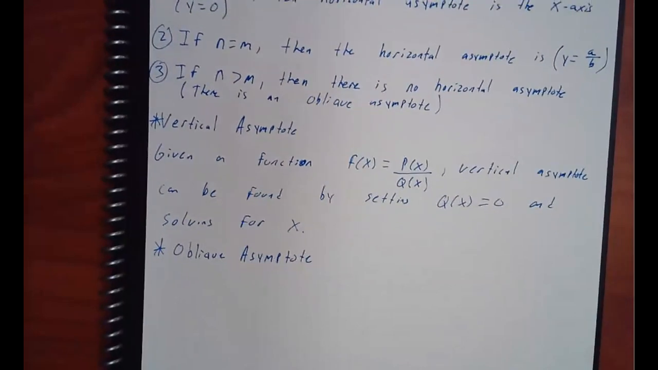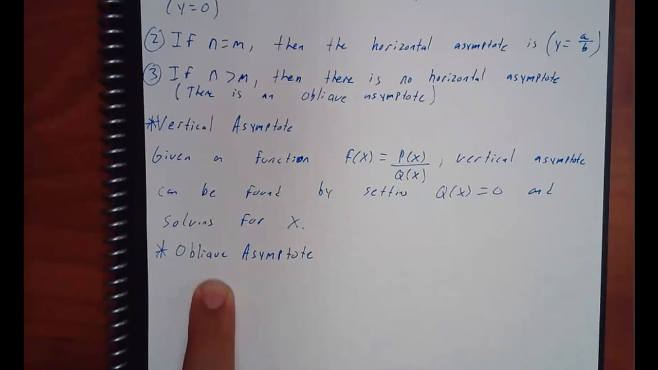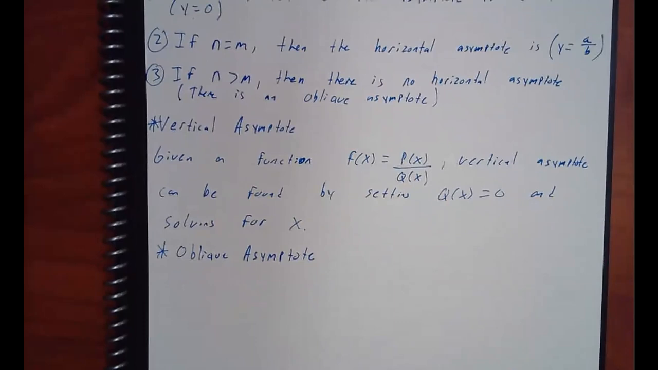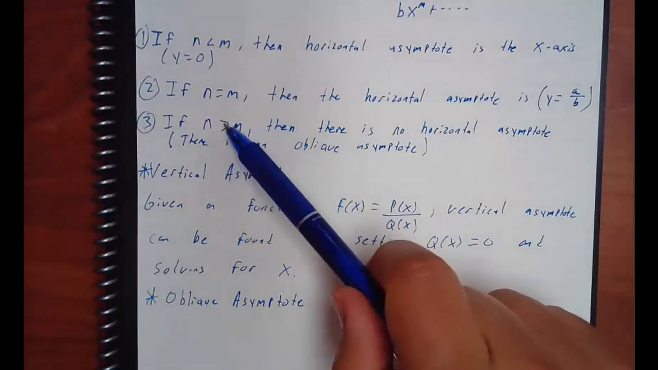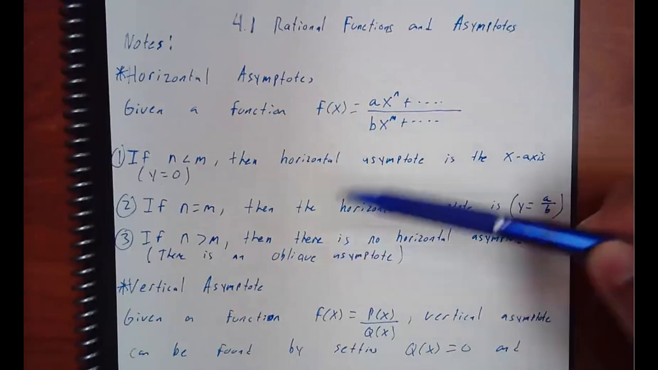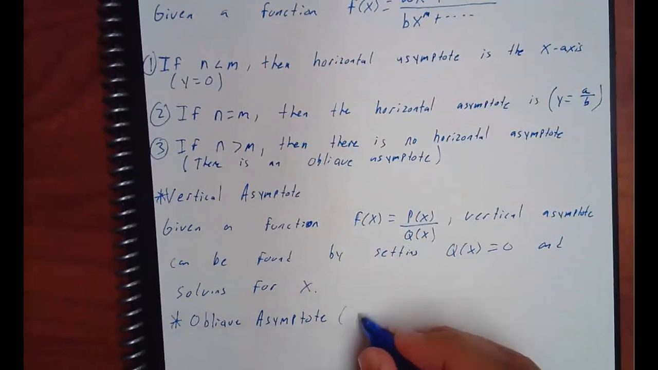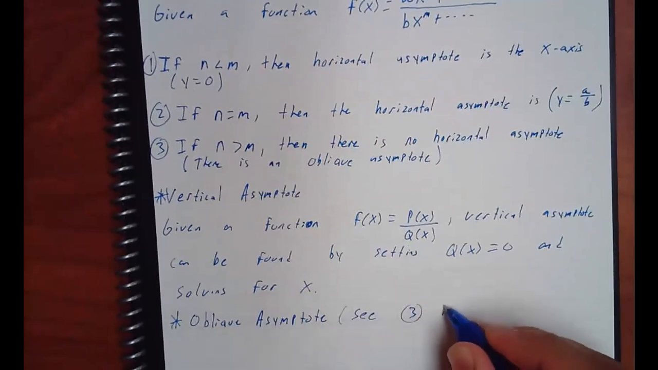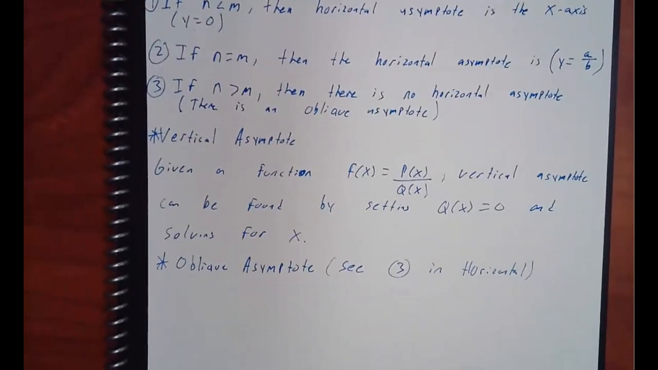Okay. So oblique is just a slanted type of asymptote. So if it's at a slant, that's what we're talking about. These are when you have the numerator's degree bigger than the bottom. That's what we said on number 3. So if n is greater than m, meaning the degree on top is bigger, you're going to have an oblique. Okay. So I'm just going to write number 3 in horizontal. But I'm going to show you how to find it because that's what matters.